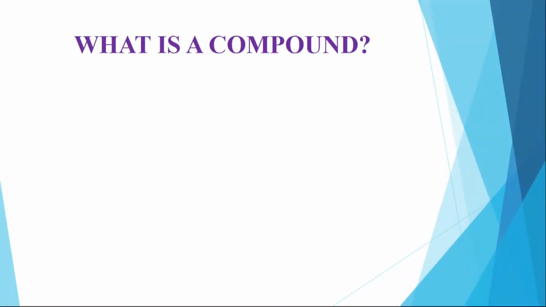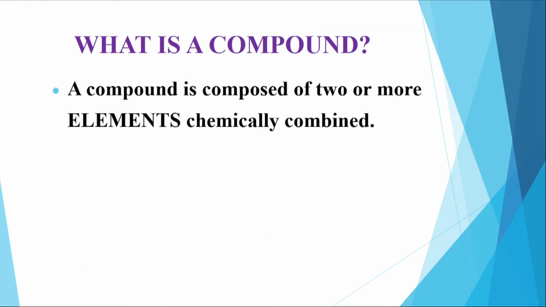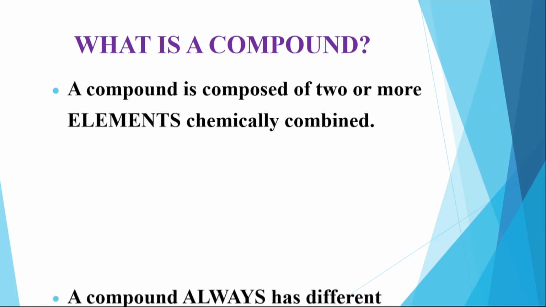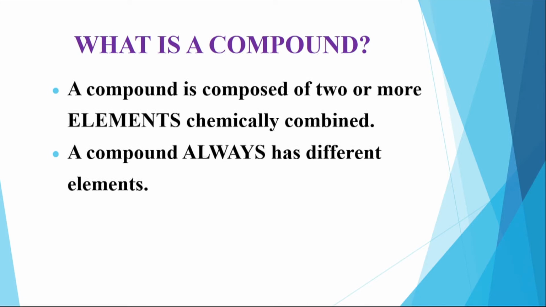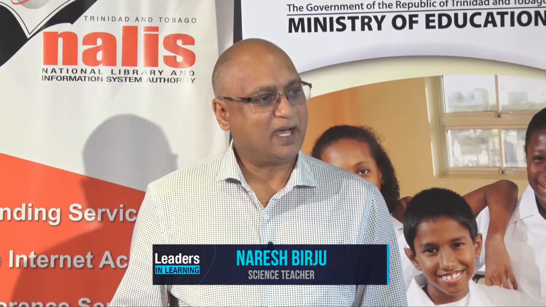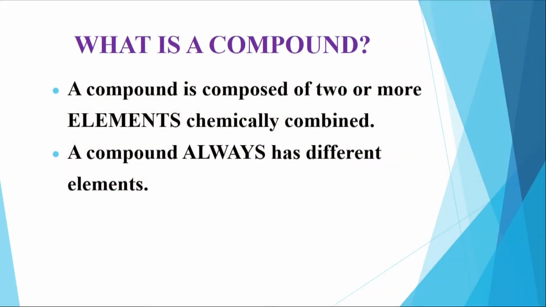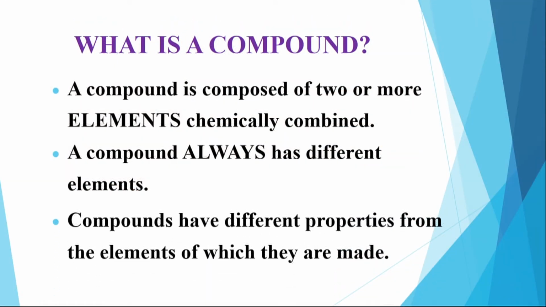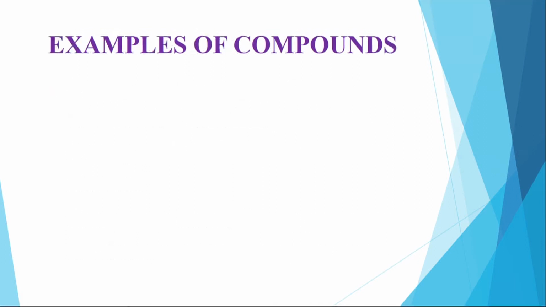What is a compound? A compound is composed of two or more elements chemically combined. A compound always has different elements, whereas a molecule could have the same elements. A compound only has different elements. Compounds have different properties from the elements of which they are made. Examples of compounds.